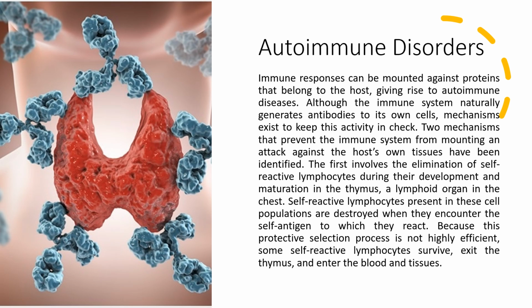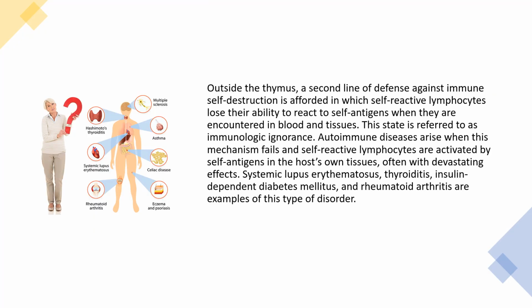Self-reactive lymphocytes present in these cell populations are destroyed when they encounter the self-antigen to which they react. Because this protective selection process is not highly efficient, some self-reactive lymphocytes survive, exit the thymus, and enter the blood and tissues. Outside the thymus, a second line of defense against immune self-destruction is afforded in which self-reactive lymphocytes lose their ability to react to self-antigens when they are encountered in blood and tissues. This state is referred to as immunologic ignorance.